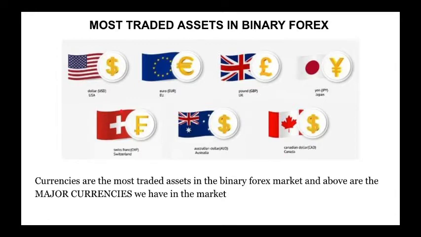Now, what are the most traded assets that we have in binary forex? We have 8 major currencies that we trade. They are as follows: the dollar, the euro, the pound, the yen, the Swiss franc, the Australian dollar, and the Canadian dollar. These are the currencies that are mostly traded in the forex and also in the binary forex market. So these are the major currencies we have in the market.